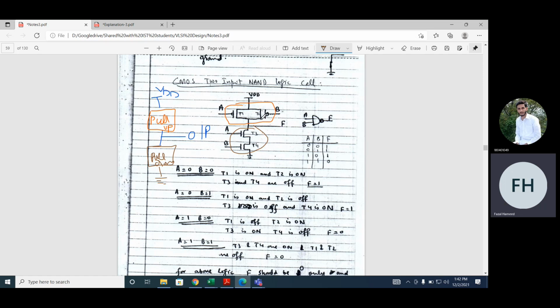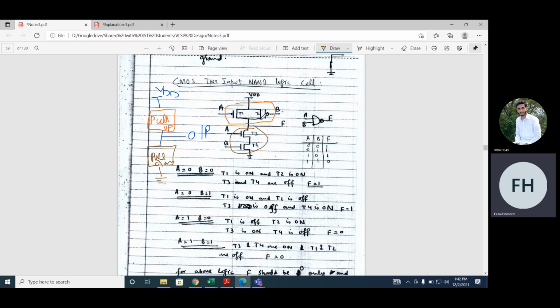Now how many transistors are there? 4 transistors. 2 transistors are in the pull-up network and 2 transistors are in the pull-down network. The transistors in the pull-up network, are they connected in parallel or series? Parallel. T1 and T2 are connected in parallel and T3 and T4 are connected in series. Now there are 4 possible combinations because the inputs are 2: 00, 01, 10 and 11.